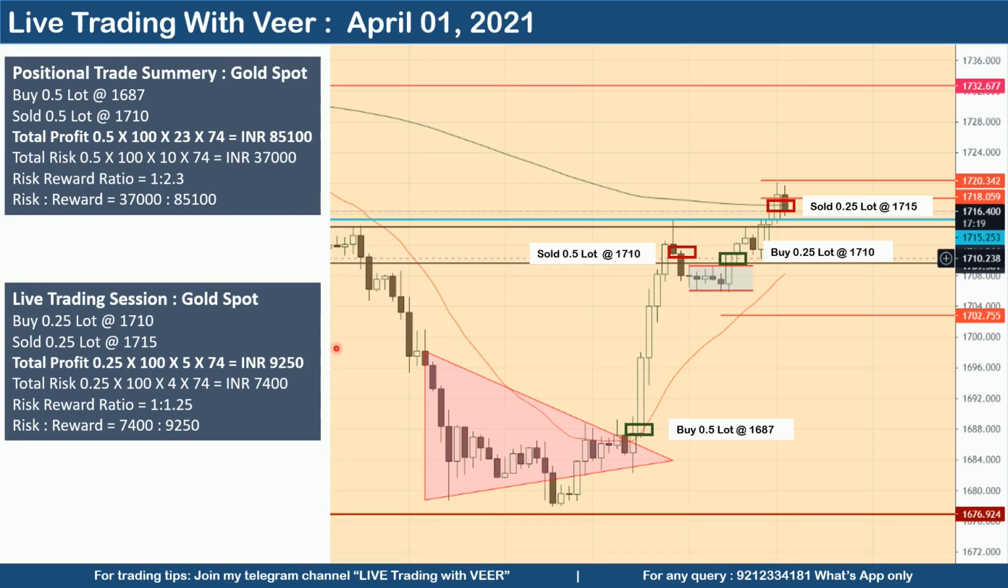As you can see, both are good trades, calculated with good risk and reward ratio, and this is the expectation of every trader from every trade. Friends, if you want to make consistent money, you have to do these types of calculations. You have to wait for the right opportunity.